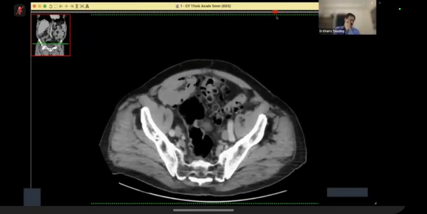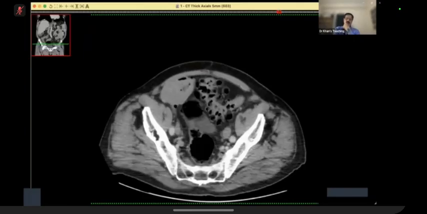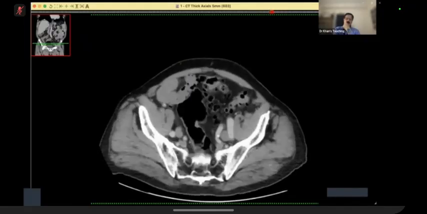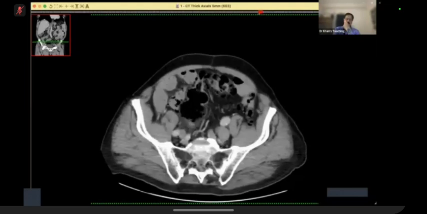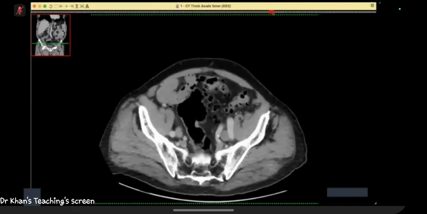Patient, by the way, is not that unwell. Okay, look at the large bowel. You diagnose diverticulosis. Are they diverticulosis? That's a hint for you. Okay.